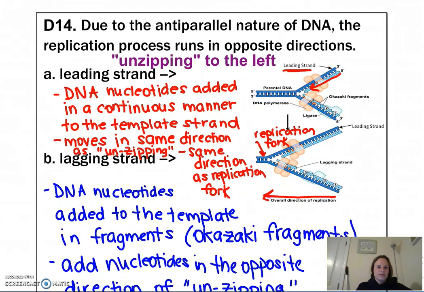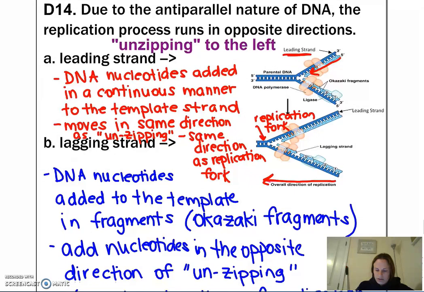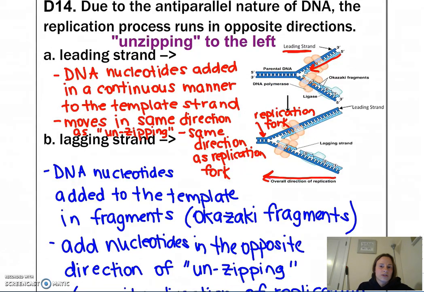So here's the big difference between the leading strand and the lagging strand. Well, first of all, let's evaluate this picture, because this picture is different from the ones that we've just been going through. Do you notice that our leading strand indicates that our replication occurs in the direction of the replication fork? In other words, in this picture, the overall direction of replication is to the left. In all of our other pictures, it's been to the right. So that's what I mean by you have to look carefully at the picture, because not each picture shows the DNA unwinding in the same direction.